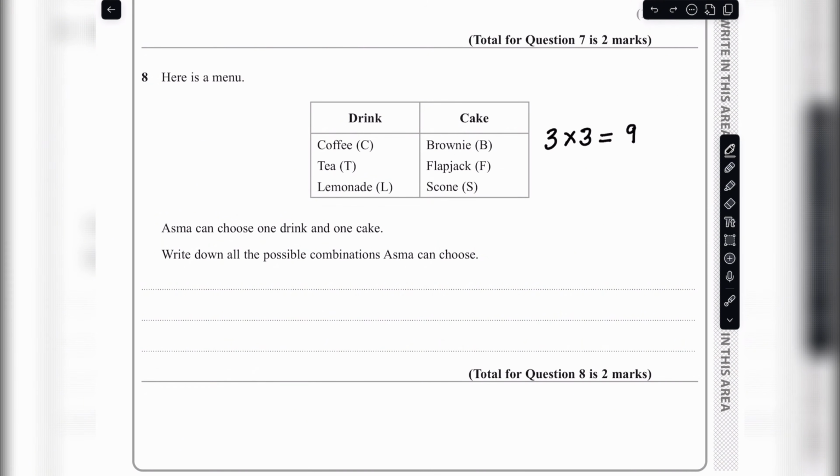So very easily, he can pick a coffee and a brownie, a coffee and a flapjack, a coffee and a scone, a tea and a brownie, a tea and a flapjack, and a tea and a scone. And finally, he can pick a lemon and a brownie, a lemon and a flapjack, and a lemon and a scone. And those are your final answers.